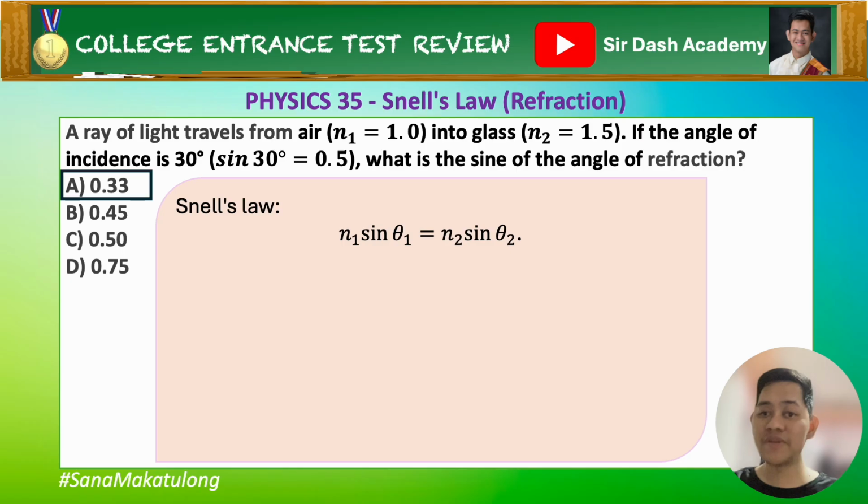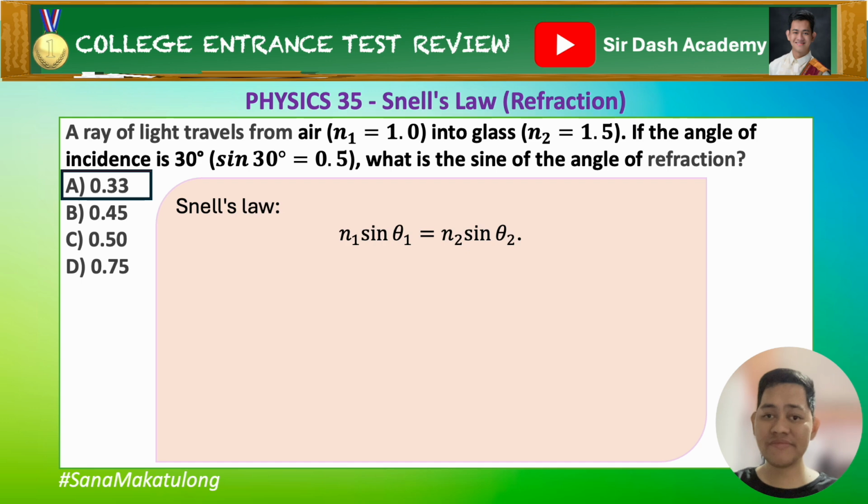Yung N yung index of refraction. It measures how much light slows down in a material. So, kapag higher yung N, ibig sabihin nun, slower yung light. So, dito, higher yung N ni glass. So, mas mabagal nagka-travel si light doon. Yung theta 1 naman, yung angle of incidence. Yung theta 2, yung angle of refraction.